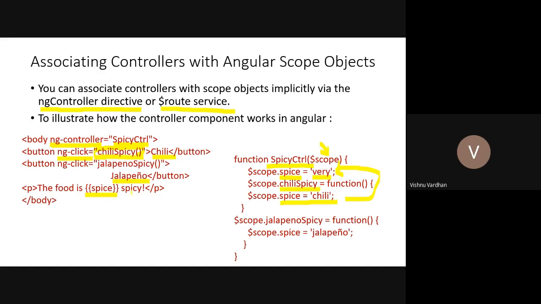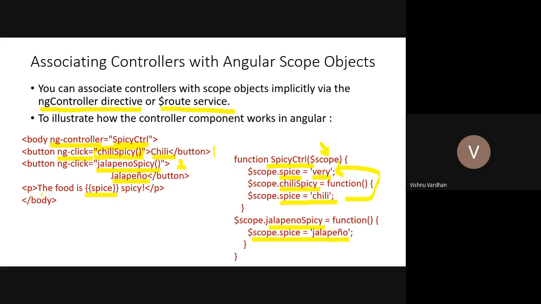That is what happens when the first button is clicked here. But if the user clicks on the second button, we can see there is one more function attached here, and the name of the function is jalapeno spicy. Here again it is overridden with jalapeno in the spice property. So as soon as the second button is clicked, the food is jalapeno spicy.